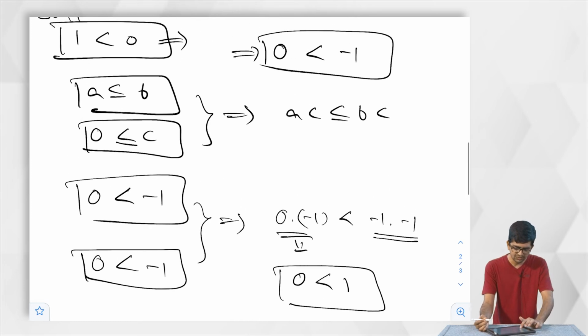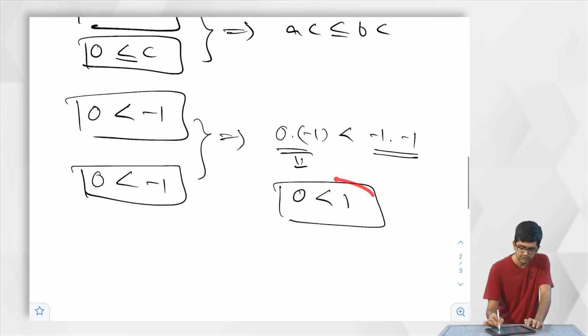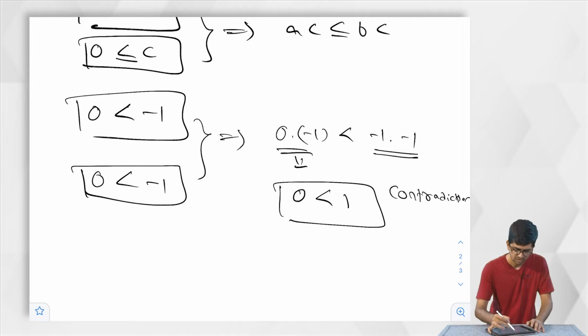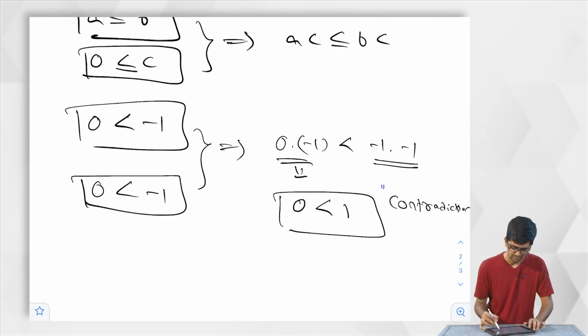So what did we get? Assuming 1 is less than 0, we got 0 less than 1. So this is a contradiction. Contradiction to the assumption that 1 is, let's put it.